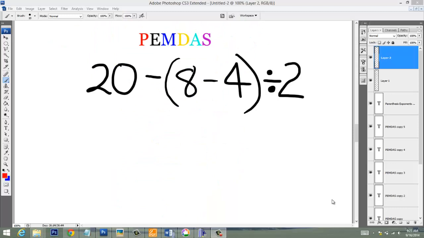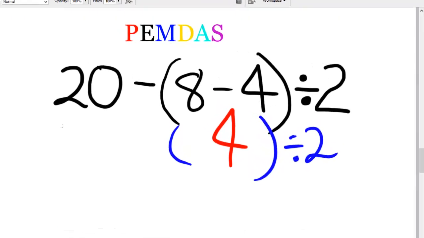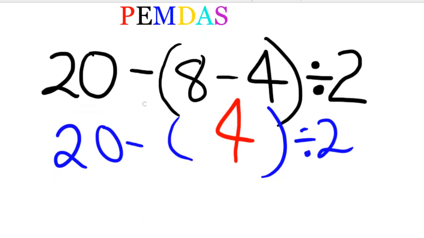So when we look at this expression, we recognize that the very first thing that we're going to need to do is address what's inside the parentheses. 8 minus 4 is 4. It's positive 4. We're going to now bring down the rest. So I can see it's bringing down the divide by 2, the 20, and the subtraction slash negative sign. So what I know now is that it says 20 minus 4 times 2. So what we can do now is do the multiplication.